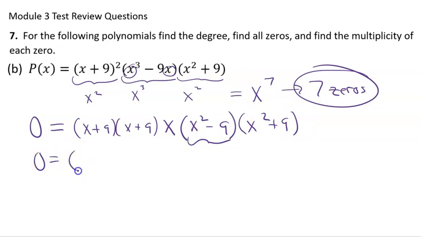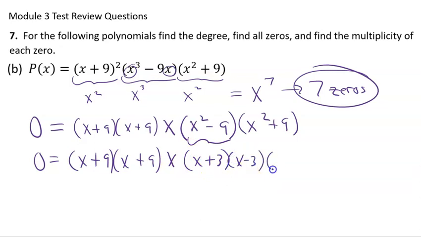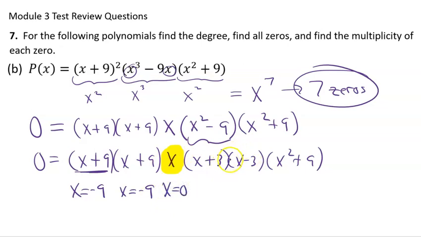So 0 equals x plus 9 times x plus 9 times x times x squared minus 9, which factors into x plus 3 times x minus 3, but x squared plus 9 does not factor further. Now let's write our zeros down. When I set this one equal to 0, I get x is equal to negative 9. When I set that one equal to 0, I also get x is equal to negative 9. Hey, don't forget to set this guy right here, x, equal to 0. That's going to give you x is equal to 0. X plus 3 equals 0 gives me x is equal to negative 3. X minus 3 equals 0 gives me x is equal to positive 3.